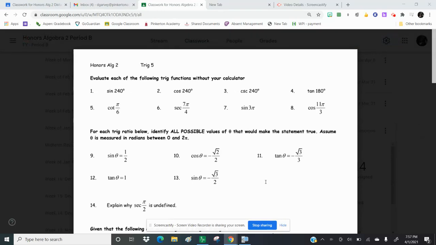All right, this is trig 5, number 10. It says, for each trig ratio, identify all possible values of theta that would make the statement true. Assume theta is measured in radians between 0 and 2 pi. And the identity is the cosine of theta is negative square root of 2 over 2.